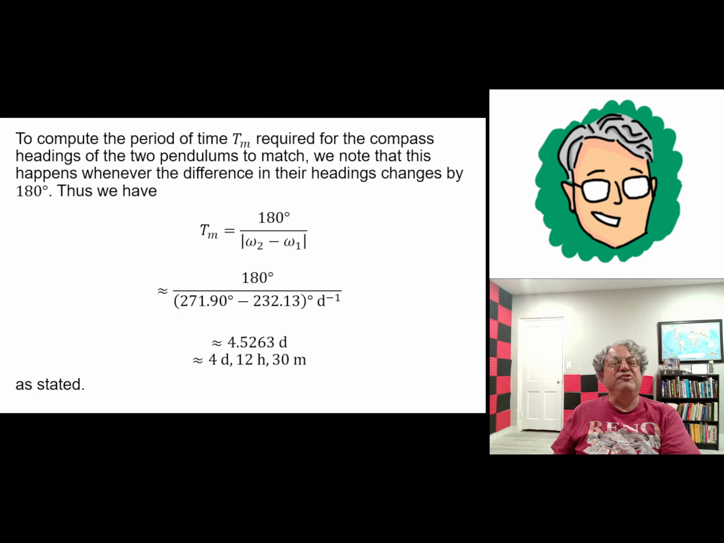I'm using absolute value here because the time has to be positive. And when you do the math, it turns out you get approximately 4.5263 days, or, written more conventionally, 4 days, 12 hours, and 30 minutes. That's the time interval between times in which the compass headings of these two Foucault pendulums agree. So this was the answer to the problem I posted on August 11th, which I think one or two people actually solved, or at least they outlined the method for solving it.